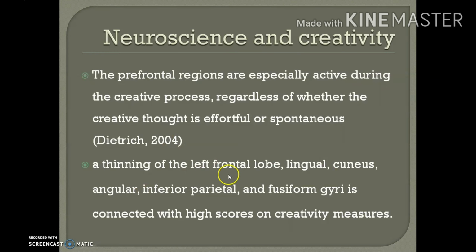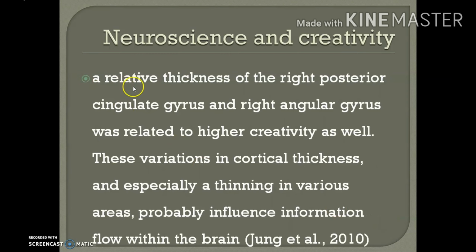Neuroscience and creativity. The prefrontal regions are especially active during the creative process, regardless of whether the creative thought is effortful or spontaneous. A thinning of the left frontal lobe, lingual, cuneus, angular, inferior parietal, and fusiform gyri is connected with high scores on creativity measures. A relative thickness of the right posterior cingulate gyrus and right angular gyrus was related to higher creativity as well. These variations in cortical thickness, and especially a thinning in various areas, probably influence information flow within the brain.